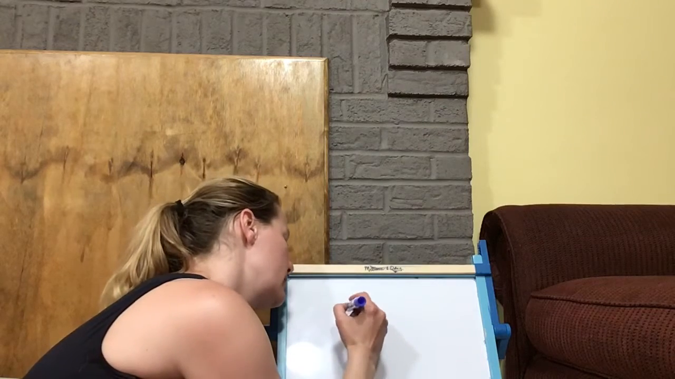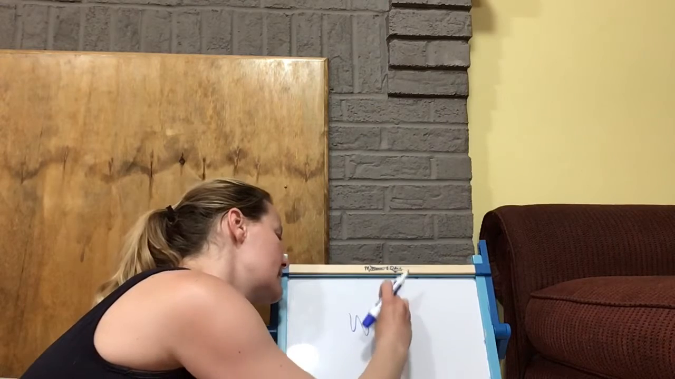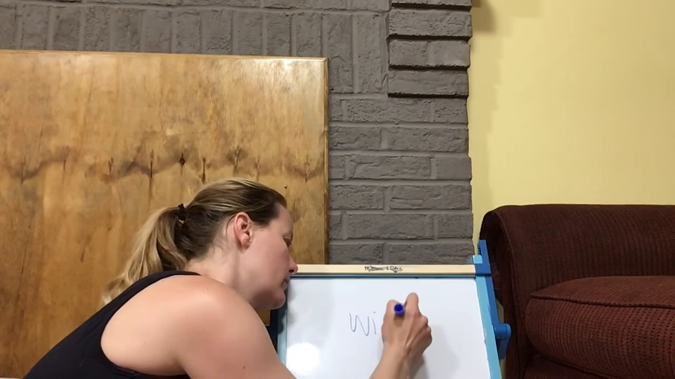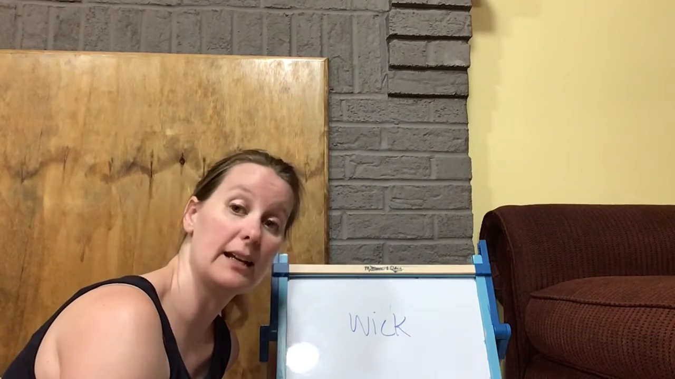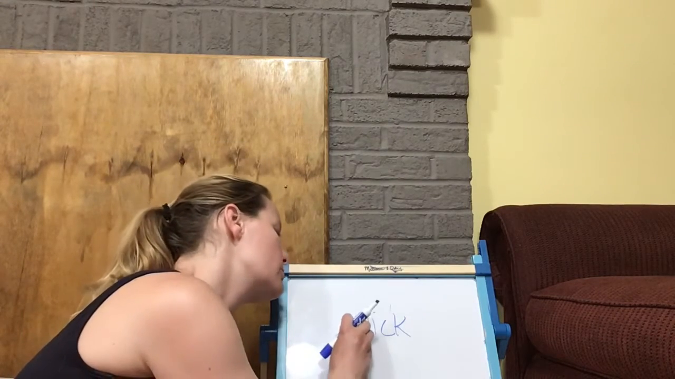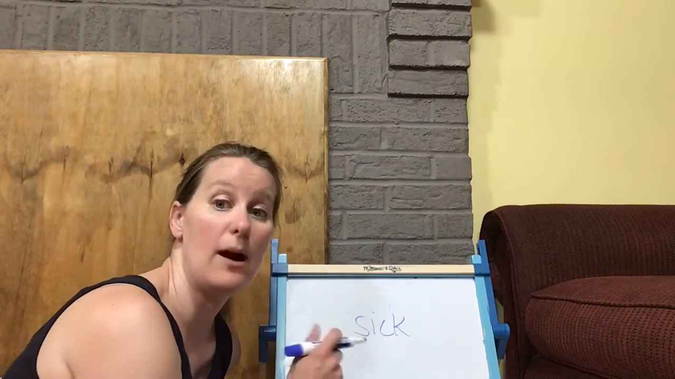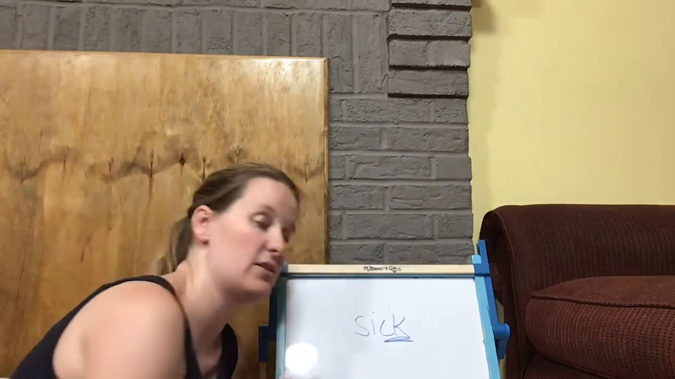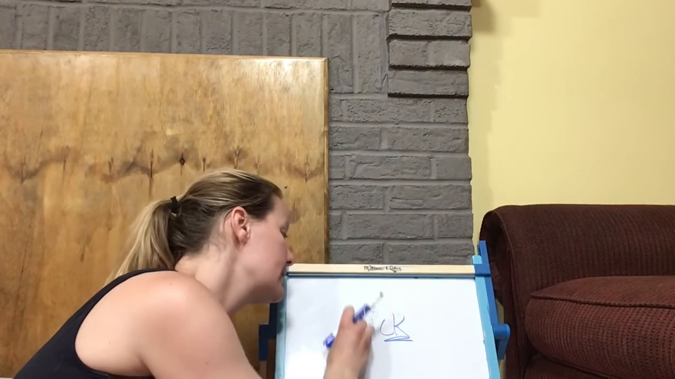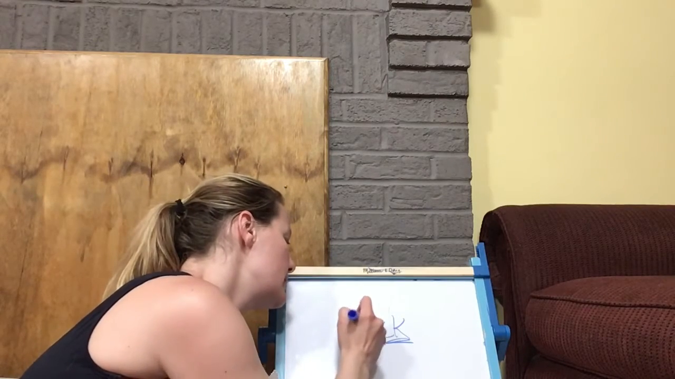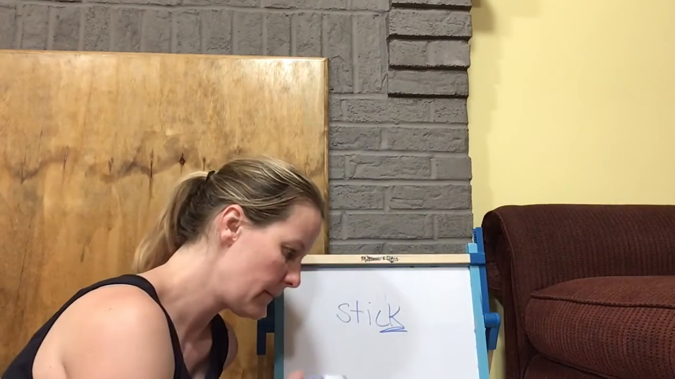Now I'm going to do this one. If this said will, what would this say? Wick. Wick, like on a candle. I'm going to change my w to an s. Now what word do I have? And underline those double letters, okay? Now I'm going to change sick to, now what do I have? Underline those double letters, okay?